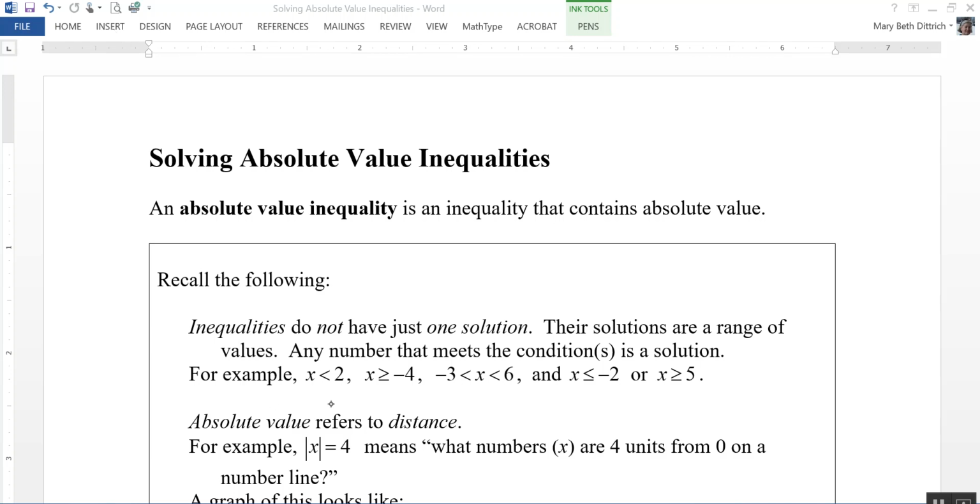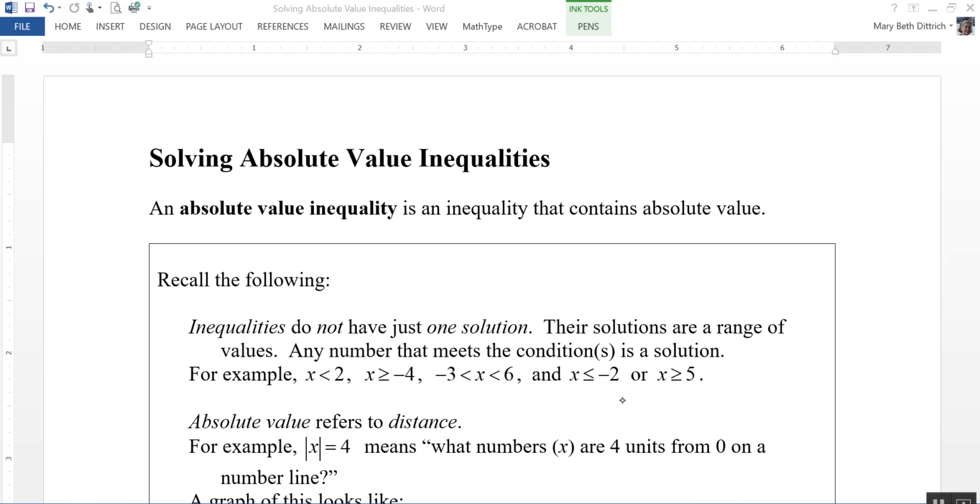So for example, in the inequality x is less than 2, x can be any number that is less than 2. That's not just one number. X is greater than or equal to negative 4. X can be negative 4 or any number that is larger than that. Negative 3 is less than x, which is less than 6. X can be any number that's between negative 3 and 6, but not including negative 3 and 6.